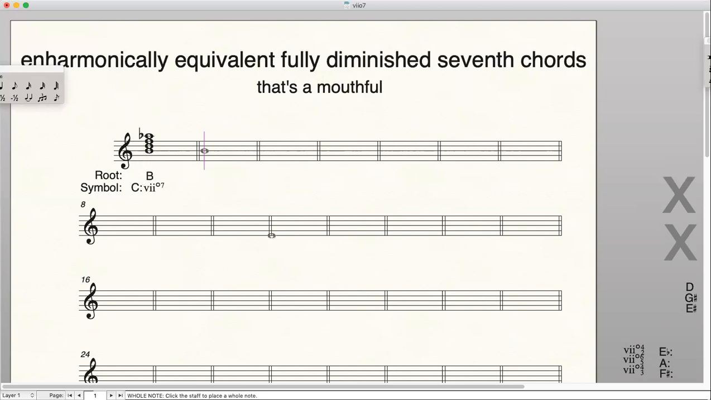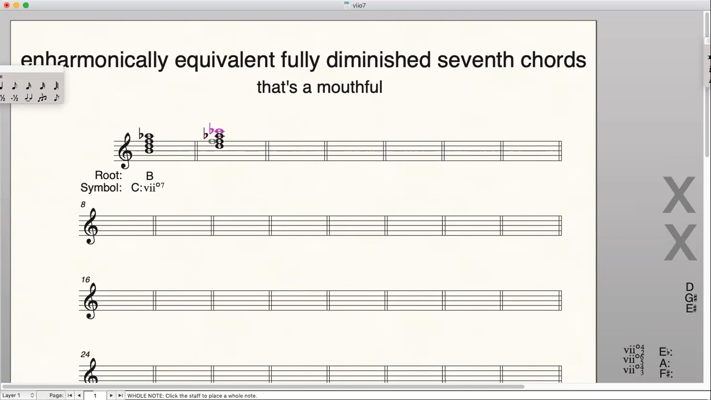So I don't want B to be the root anymore, but I want to respell it so that it's enharmonically equivalent to a chord where D is now the root. So can we think about how we would spell this with D being the root? We would have this. D, F, A flat, same as the other chords. But then, how are we going to spell the 7th of the chord? We don't spell it as B, do we? But rather as C flat.